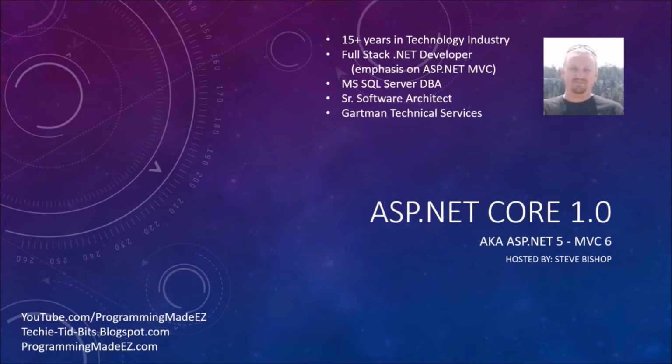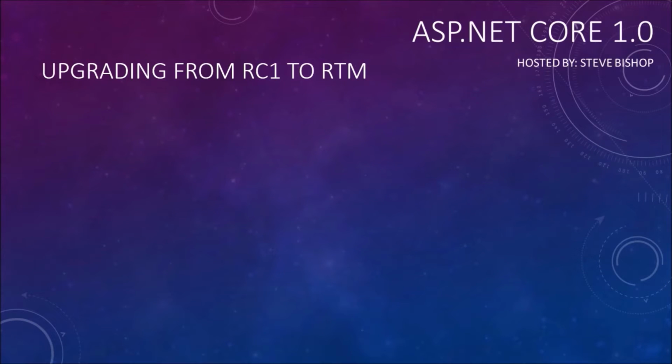My name is Steve Bishop, and in this video we're going to talk about upgrading from Release Candidate 1 to Release to Manufacturing. So the RTM builds, or Release to Manufacturing builds, are essentially the public release of ASP.NET Core, and it's the one that you are supposed to be able to start to build your applications for the enterprise environments off of this RTM build.